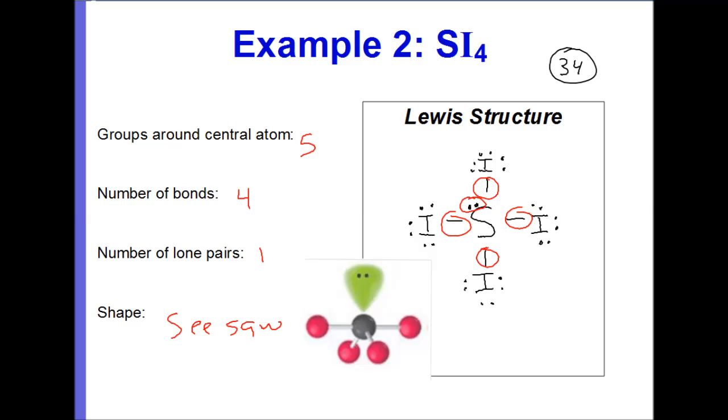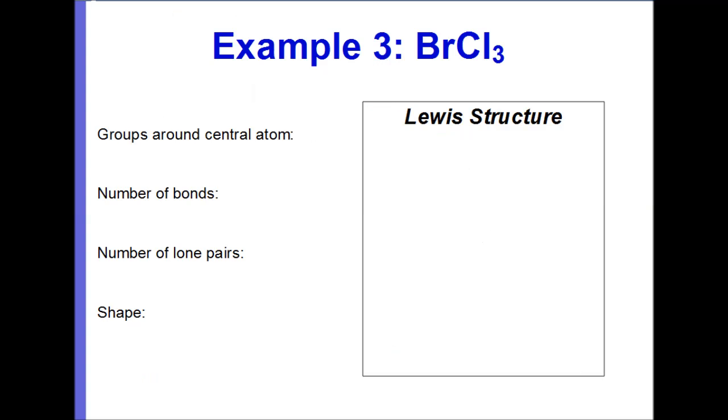Let's take a look at example 3. For example 3, we have BrCl3. Bromine is going to be in the center, and the 3 chlorines are going to be bonded to the bromine. We make sure everything has 8 valence electrons. You need a lone pair. You only need 6. This needs 6 more electrons. That also needs 6 more electrons. Let me make this bond just a little bit longer so it looks a little bit better.